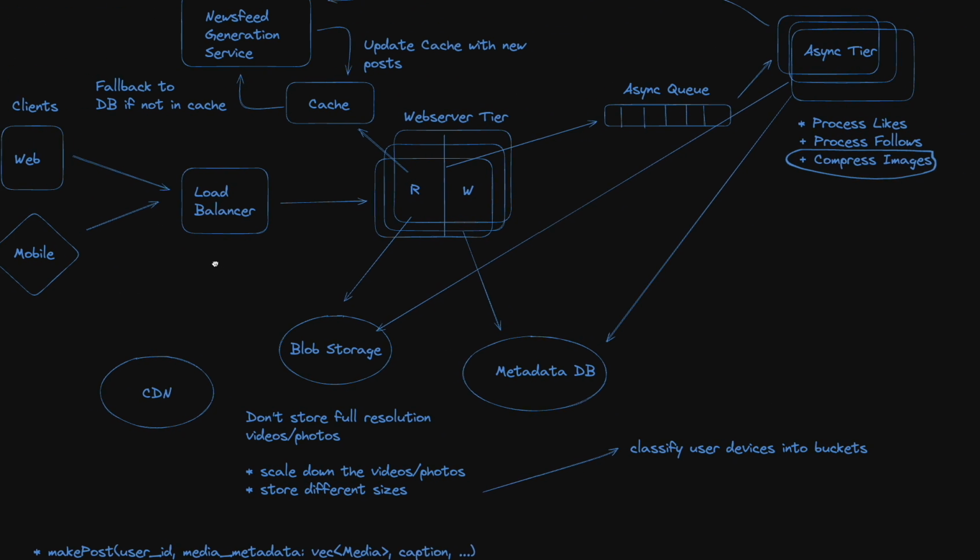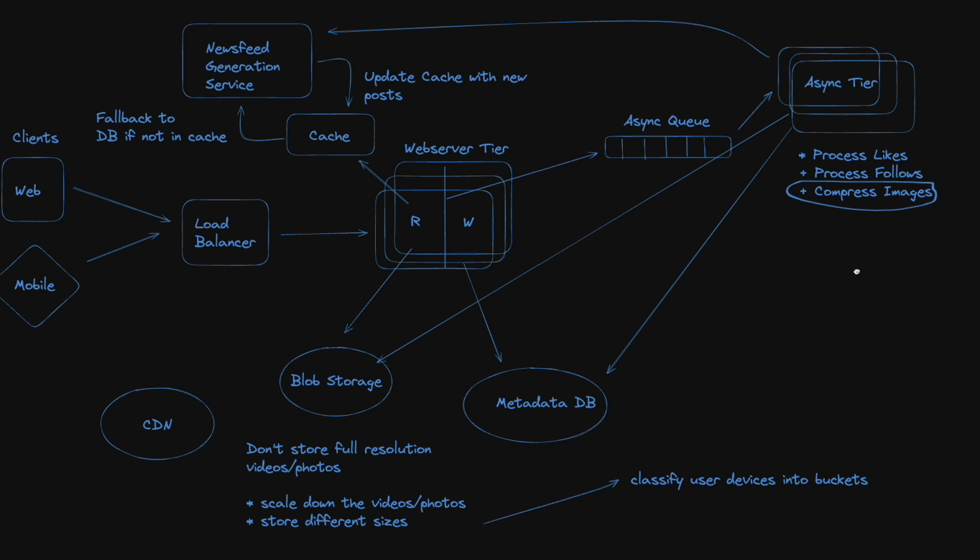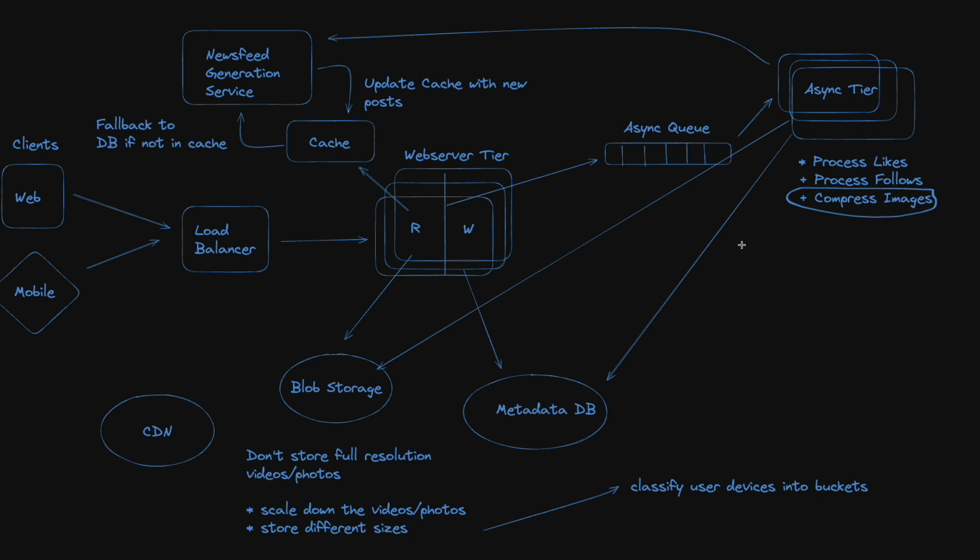Then we talked about the high level design of the system and what elements we need, and what considerations we made to actually give the user a good experience. For example, splitting our web server tier between reads and writes, because most likely writes are going to take longer, so we don't want someone to be blocked when they're just trying to read data. We're going to have an async queue to process operations, for example, processing likes, follows, compressing images.